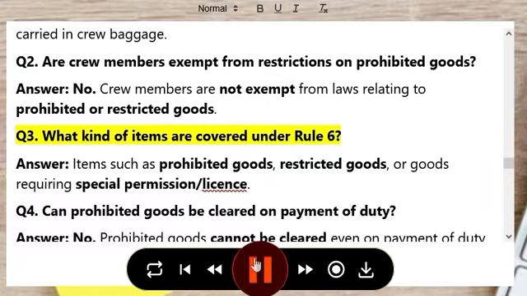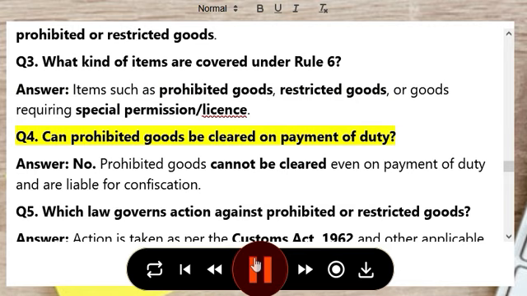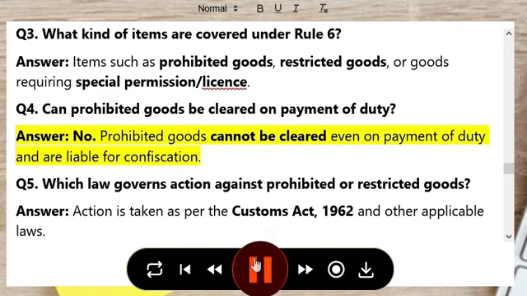Q3. What kind of items are covered under Rule 6? Answer. Items such as prohibited goods, restricted goods, or goods requiring special permission license. Q4. Can prohibited goods be cleared on payment of duty? Answer. No. Prohibited goods cannot be cleared even on payment of duty and are liable for confiscation.